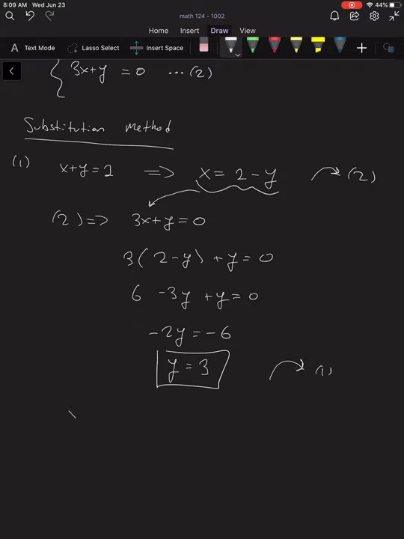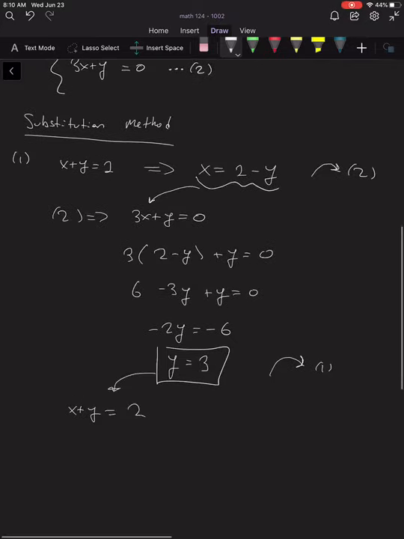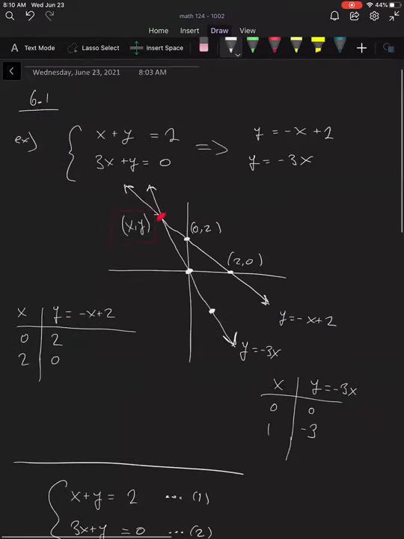But equation 1 says x plus y is equal to 2. So if we plug y is equal to 3 into here, we're just going to get x plus 3 is equal to 2. So that means x is equal to minus 1. So we go back up here, and we can see that this point is actually minus 1, 3. So we can replace that, minus 1, 3.